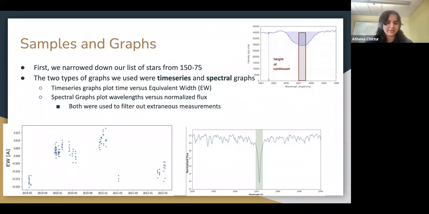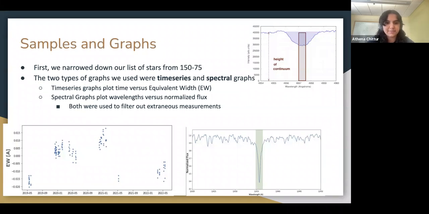One of the ways that we looked at spectral graphs in our work was that we would layer them on top of each other so that we can more clearly see where there was noise and where there was not. The second way that we looked at our data were time series graphs, which plot time, or the date that the measurement was taken, versus the equivalent width of Ki of a particular star.